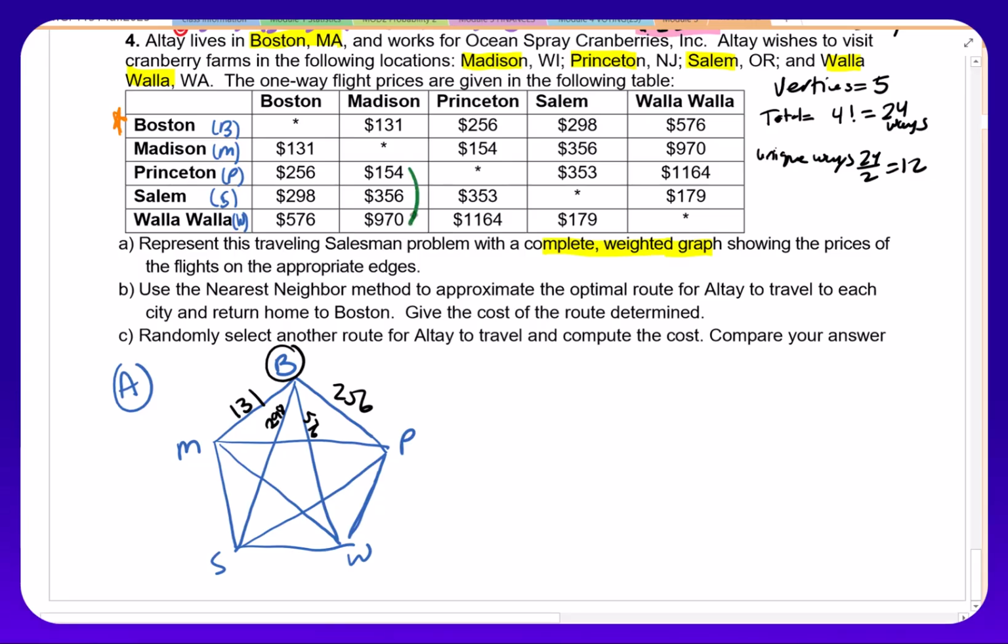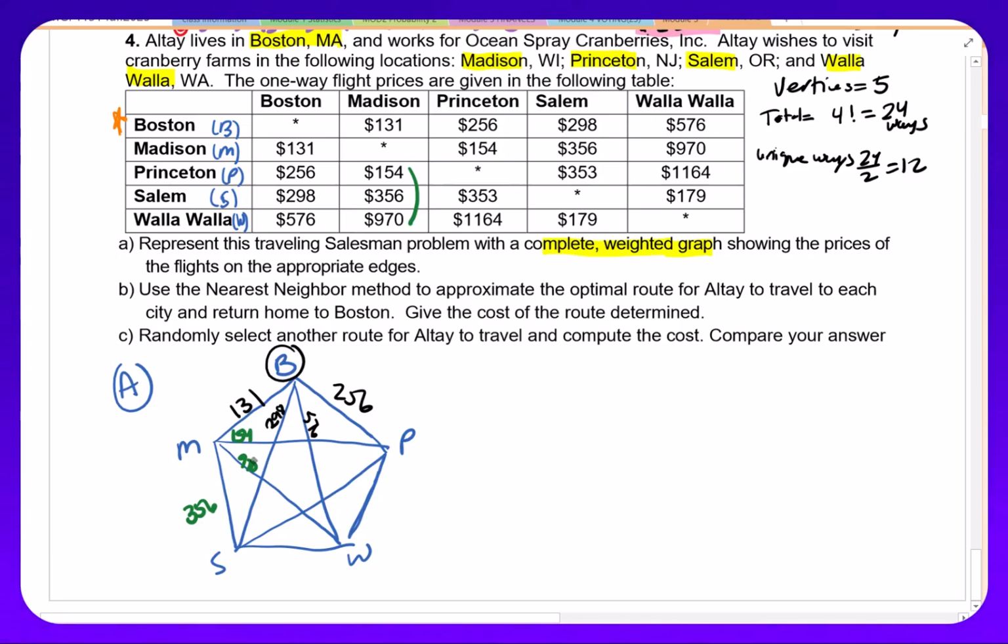Now I'm going to look at the next piece here. Put the 154, 356, and 970 onto my chart. So the 154 is going to go from Madison to Princeton, which is going straight across. So I have 154. From Madison to Salem is 356. And Madison to Walla Walla, which is my diagonal there, is 970.